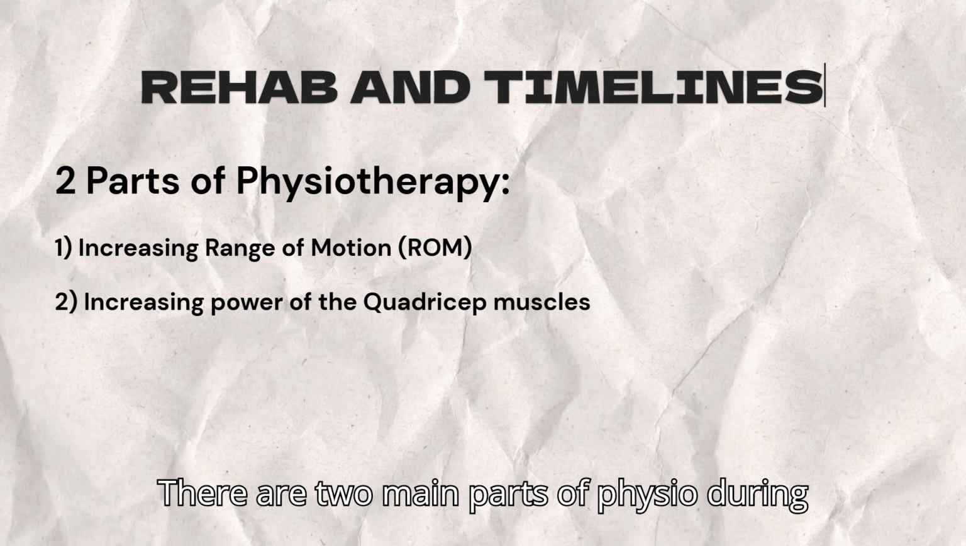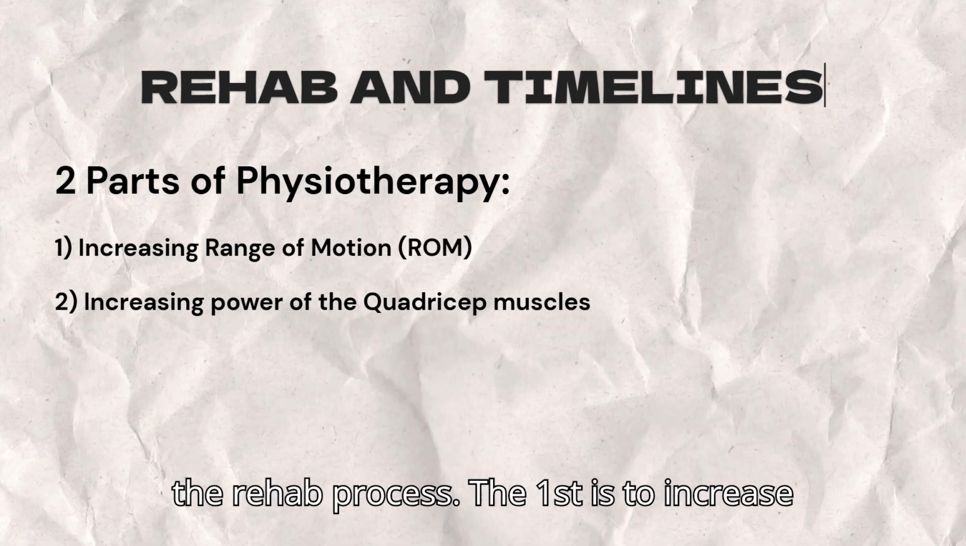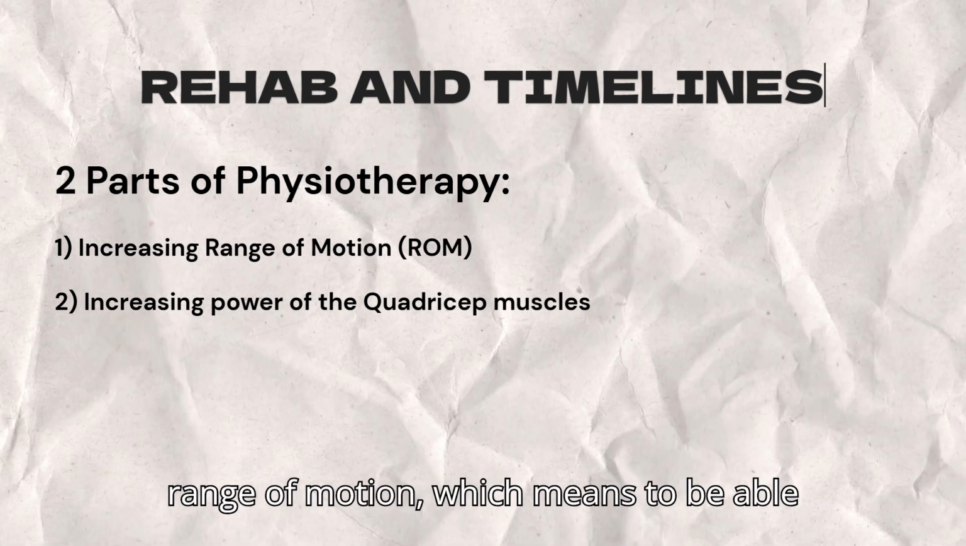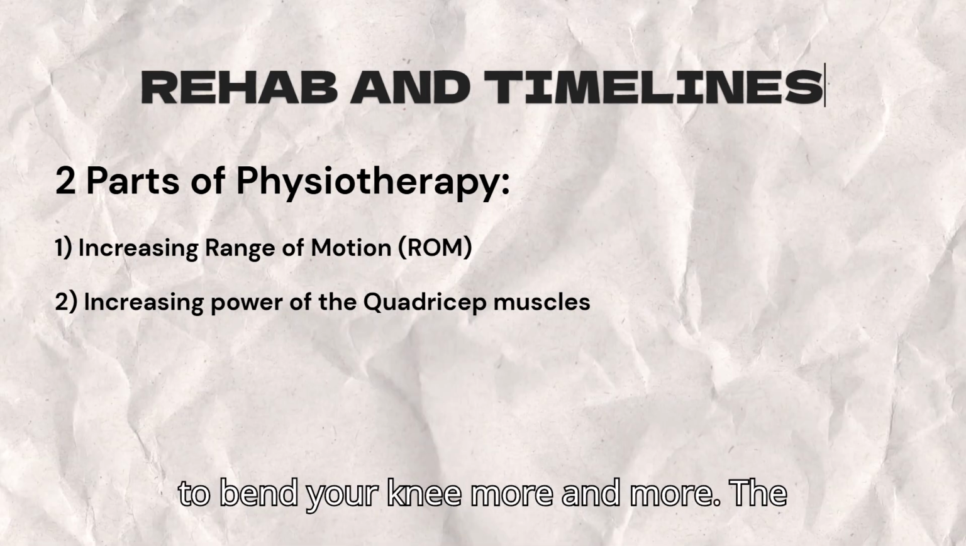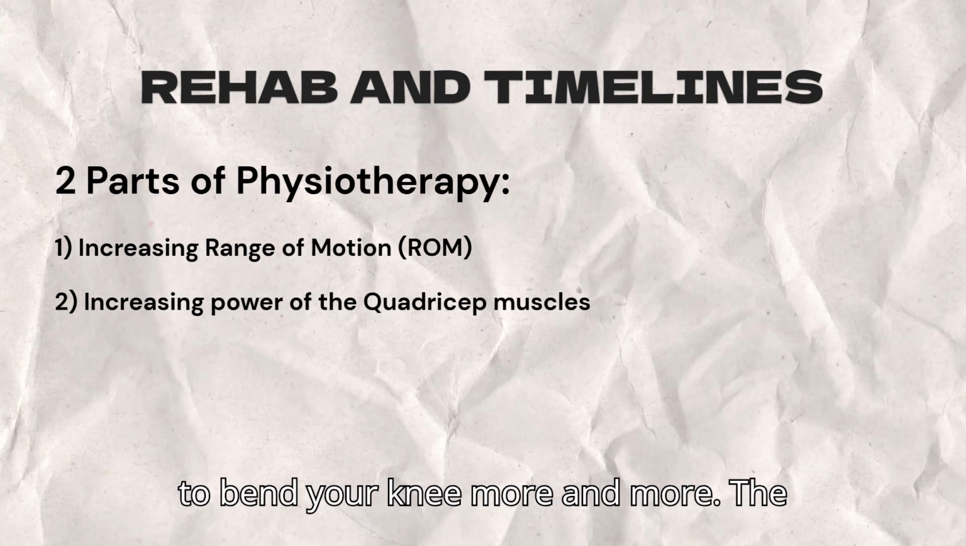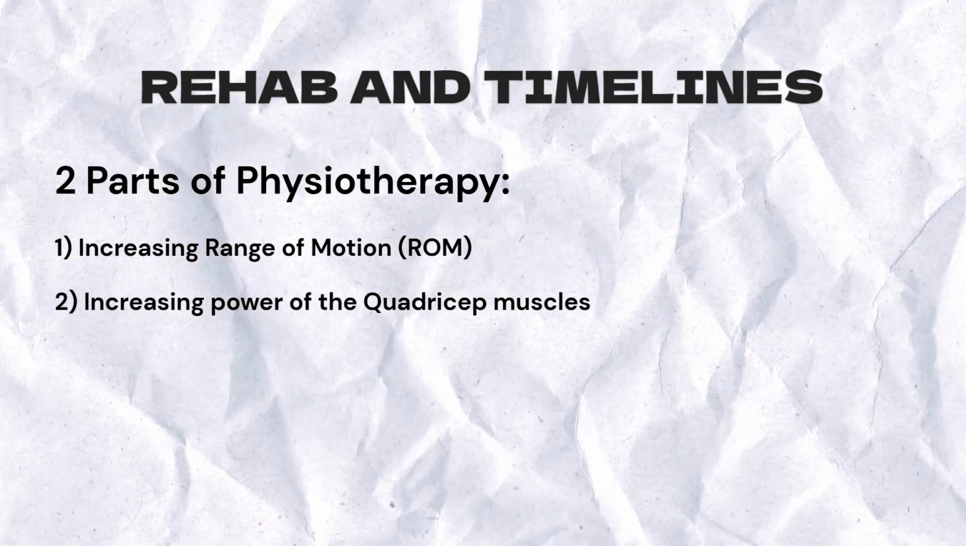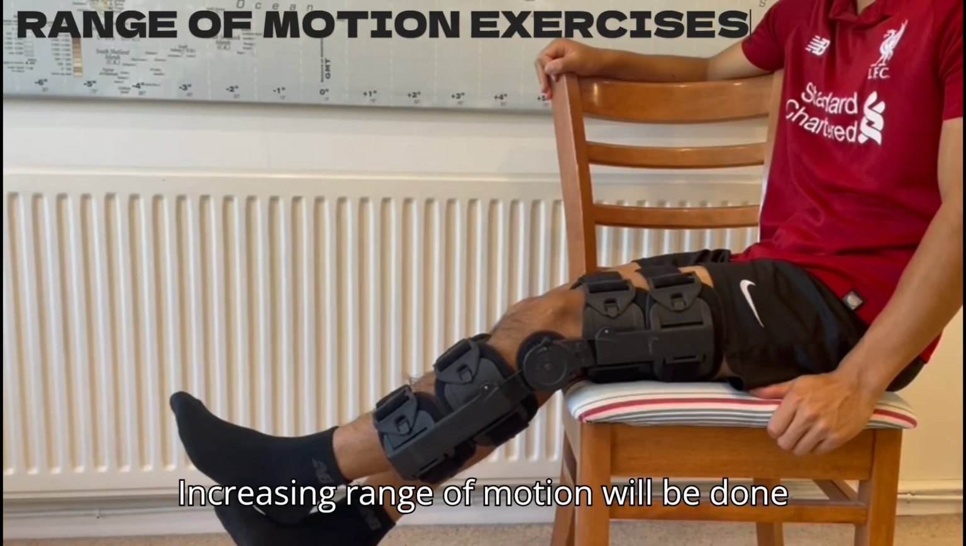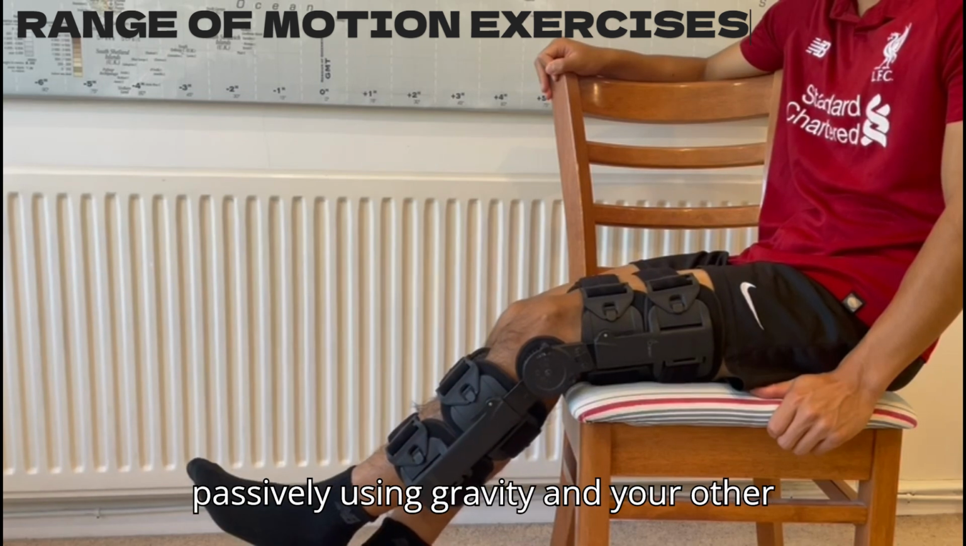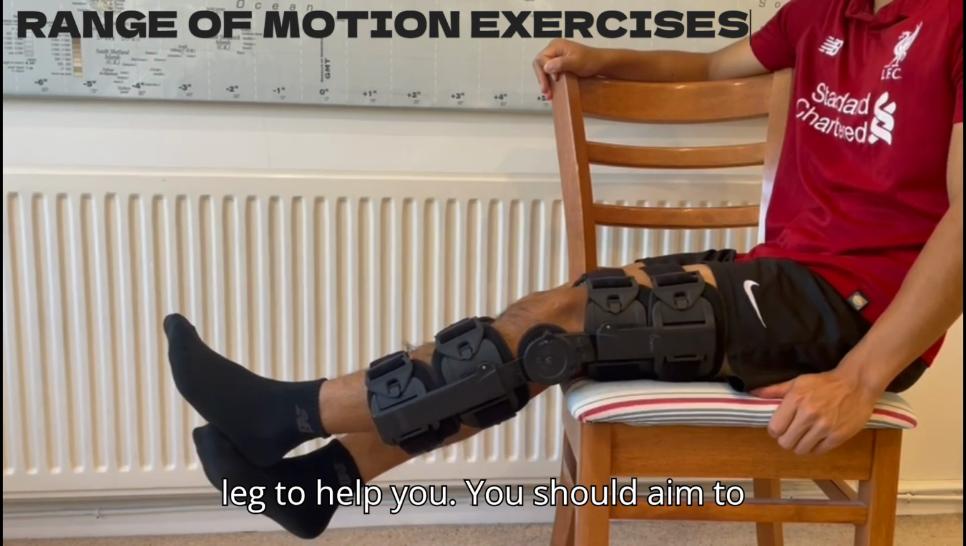There are 2 main parts of physio during the rehab process. The first is to increase range of motion, which means to be able to bend your knee more and more. The second is to regain power in your quadricep muscles. Increasing range of motion will be done passively using gravity and your other leg to help you.